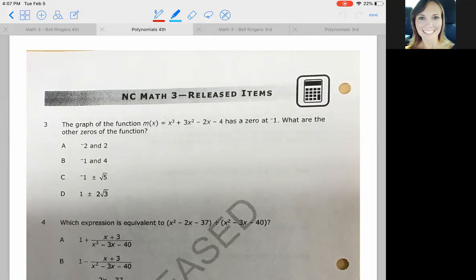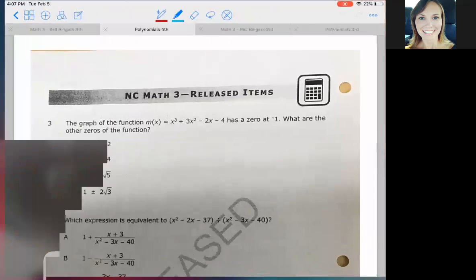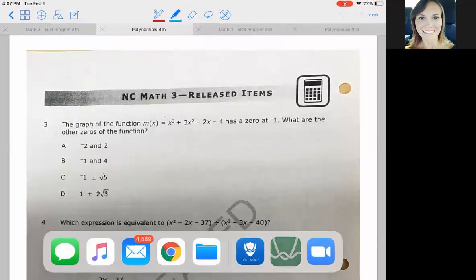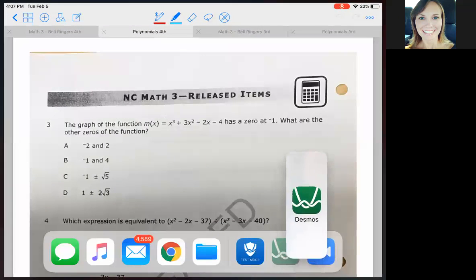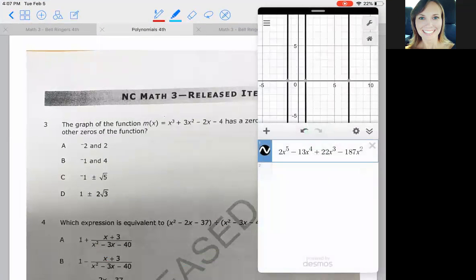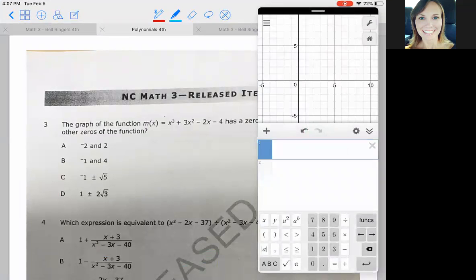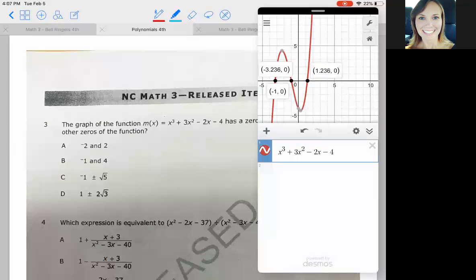So you can use Desmos to graph the function. It already tells us one of the zeros. So here's the equation. It's x cubed plus 3x squared minus 2x minus 4. And I can see these are my 3 zeros, and I'll make a note over here.